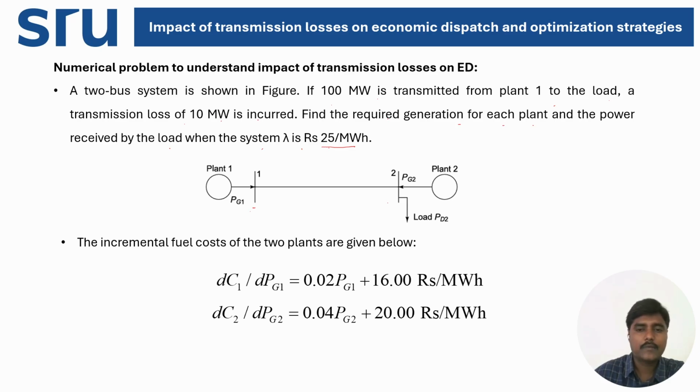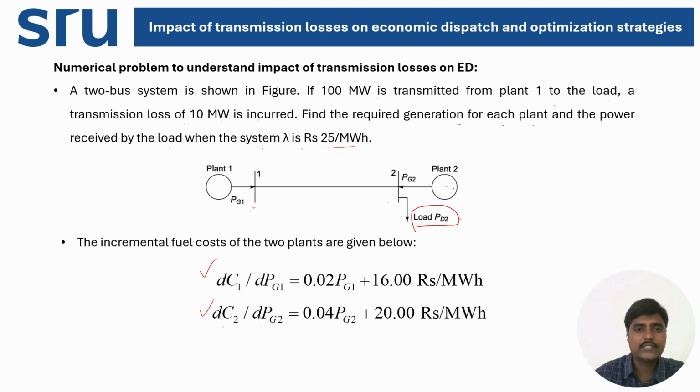Here the single line diagram of the power system is given. There are two power plants as you see in the figure. PG1 is the power output of plant 1 and PG2 is the power output of plant 2, and the load is connected near plant 2 and there is no load connected near plant 1. The two generators' incremental fuel cost equations are given here. dC1/dPG1 is the incremental fuel cost of plant 1 and dC2/dPG2 is the incremental fuel cost of plant 2. Here the load is connected only at load 2.